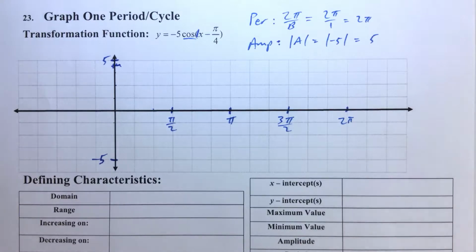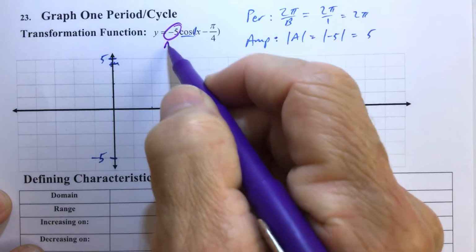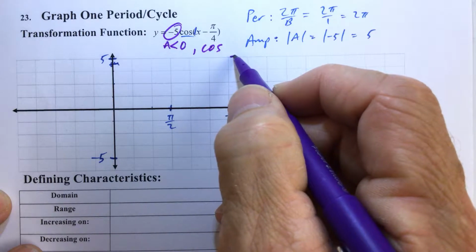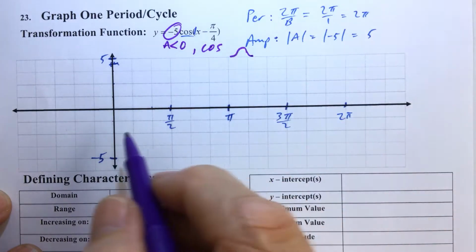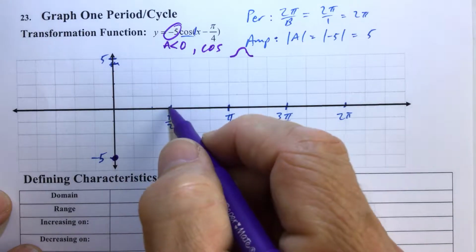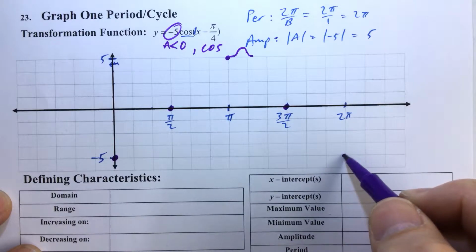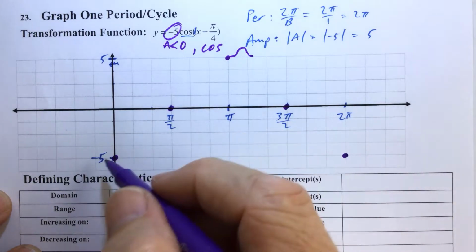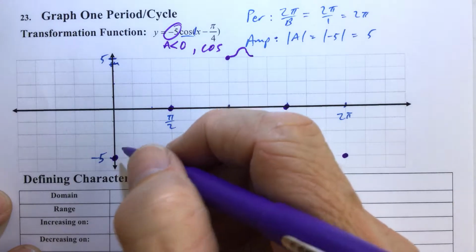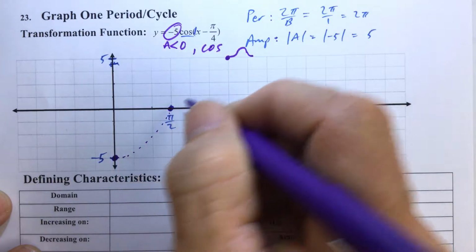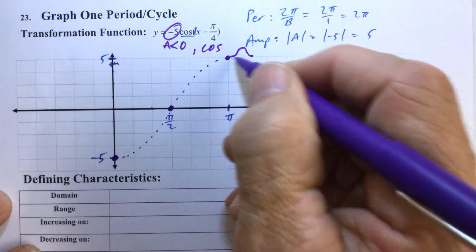So then the very next step is to plot the 5 key points that correspond to the parent function. Now the parent function, if A is negative and we have cosine, is going to look like this one. So A is negative, cosine. All we have to do is plot the 5 key points, draw the line dotted if C is not 0. C is not 0, so we're going to draw it dotted or dashed, however you look at it.